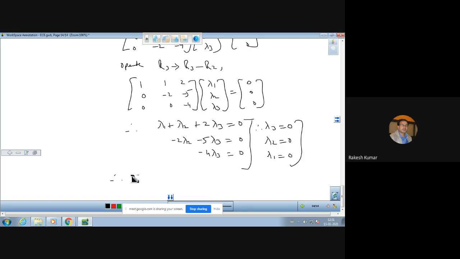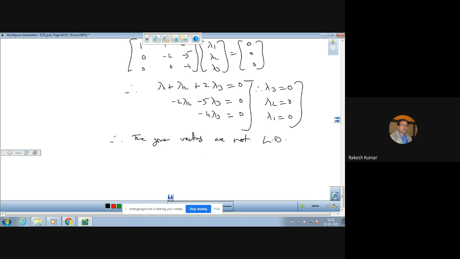So therefore, the given vectors are not linearly dependent. तो जो गिवन वेक्टर्स हैं वो लीनियरली डिपेंडेंट नहीं है. लीनियरली डिपेंडेंट नहीं है, इट मीन दीज आर linearly independent. So this is the meaning of the linearly dependent vectors or linearly independent vectors. So by this way we will be able to find out the linearly dependent and linearly independent vectors, and we can check that.